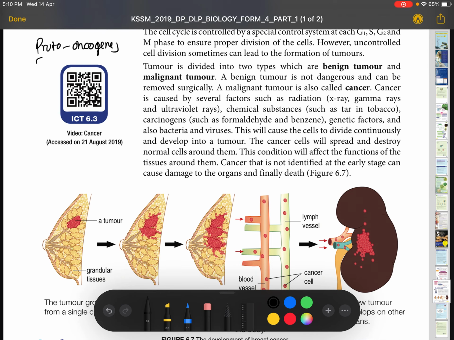Okay, so there are two things: proto-oncogenes and tumor suppressor genes. These two affect each other so that cell division goes smoothly.